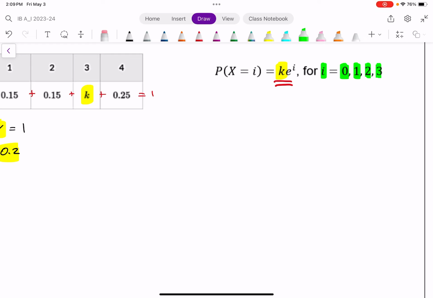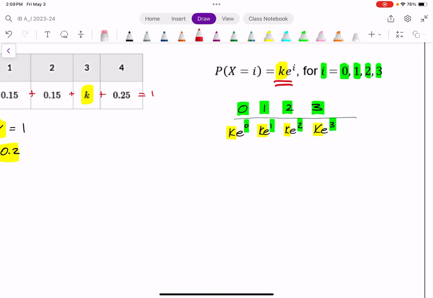And so that means if I were to imagine a sort of table here, I would have possible values of 0, 1, 2, or 3. And the probability of those is k times e to the power of 0, then k times e to the power of 1, k times e to the power of 2, and k times e to the power of 3. But again, we're trying to figure out k. So how can I do this? So all I've done so far is show that I understand what this equation means.